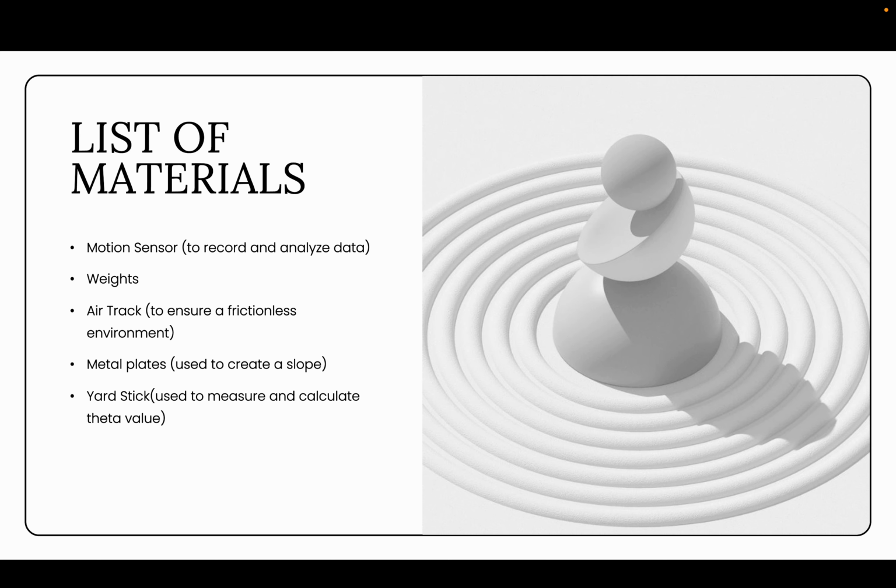Let's start with the list of materials used in this lab. The first one is the motion sensor, which is used to record and analyze the data. Next, we have the weights used to obtain different data. Then we have the air track, which was used to create a frictionless environment.